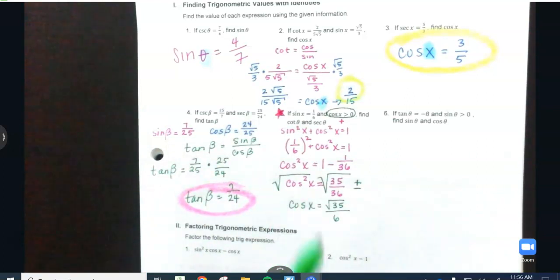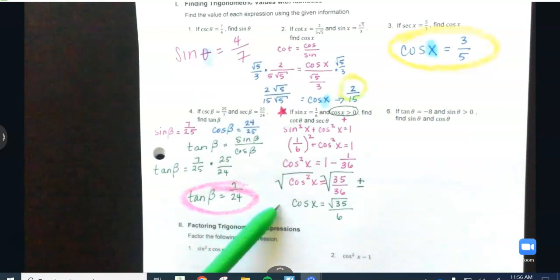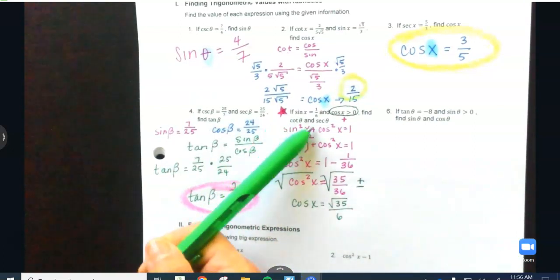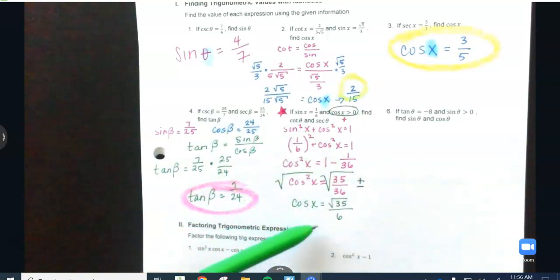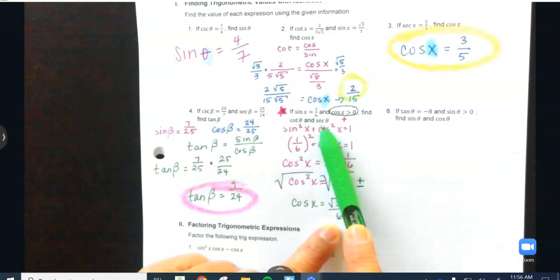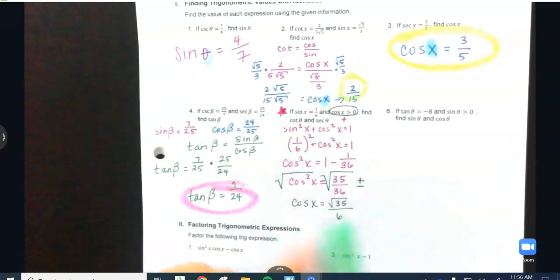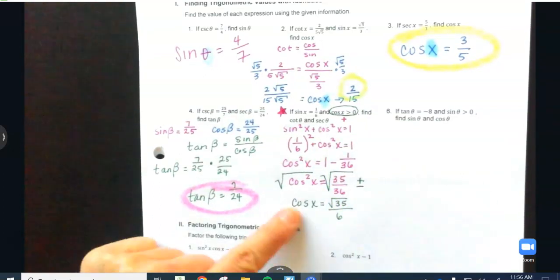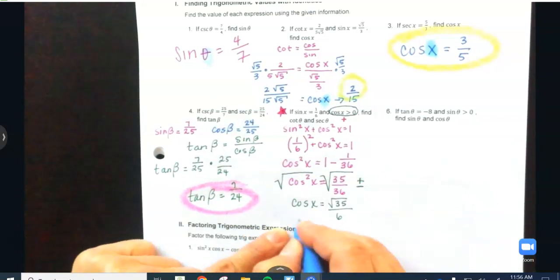We did not even answer the question. That was just a tool for us. Remember, we are needing cotangent and secant. So remember, if cosine of x is root 35 over 6, we're going to flip this upside down for secant. Let's do the easy part first. Let's just flip this upside down. So secant of x is this.